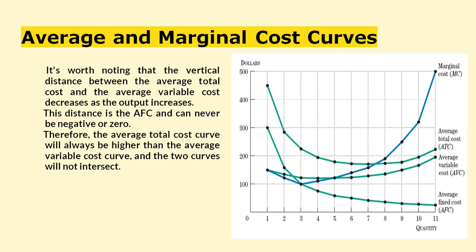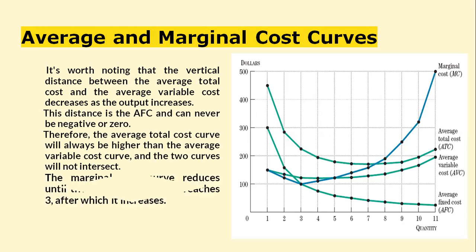Therefore, the average total cost curve will always be higher than the average variable cost curve, and the two curves will not intersect. The marginal cost curve decreases until the quantity of output reaches 3, after which it increases.